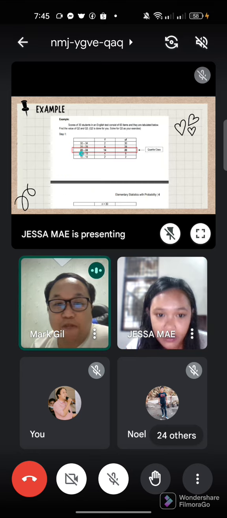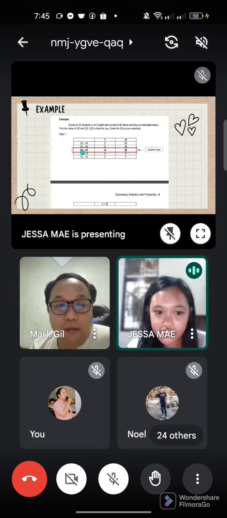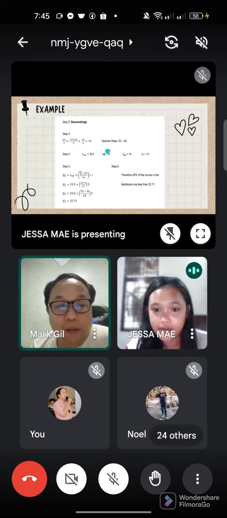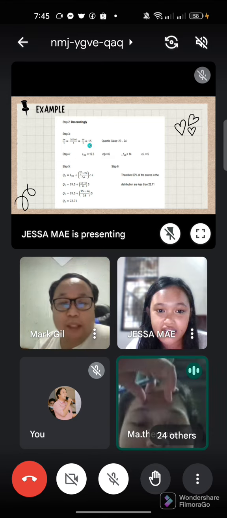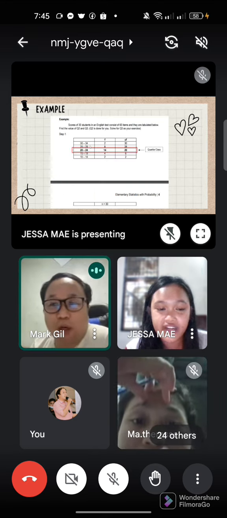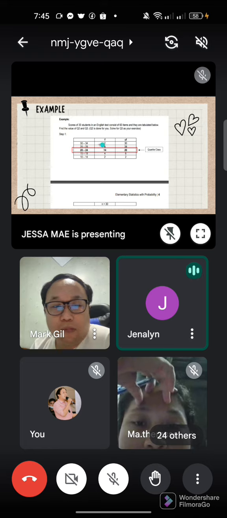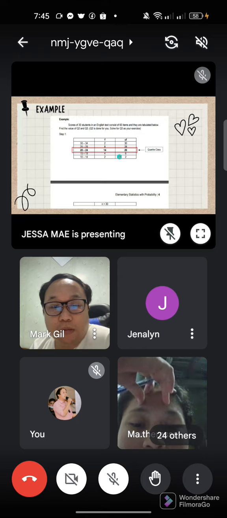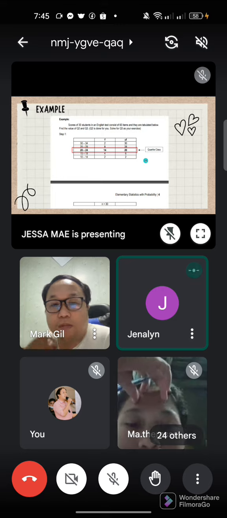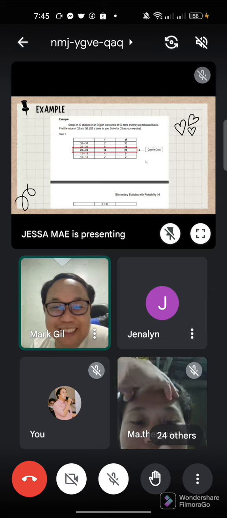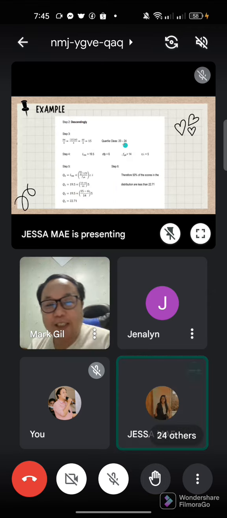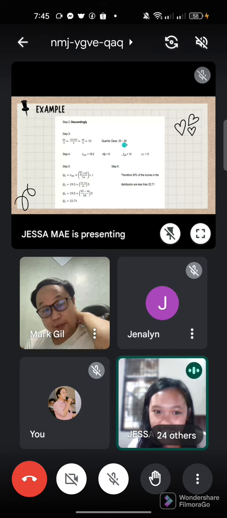So the quartile class is between 20 and 24. Why 20 to 24? Because the 15 should be within, or equal to or above, the cumulative frequency. So, the quartile class is 20 to 24.